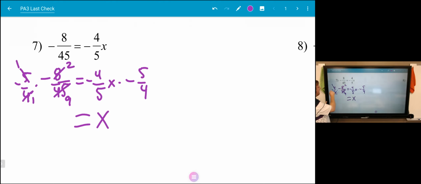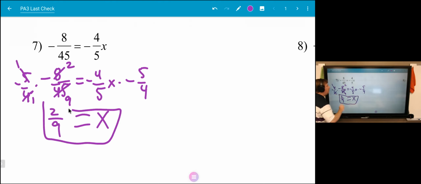And again, we said a negative times a negative is a positive. Multiply across: 1 times 2 is 2. 1 times 9 is 9. And x equals 2/9.